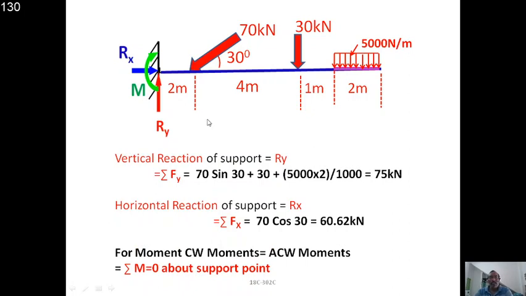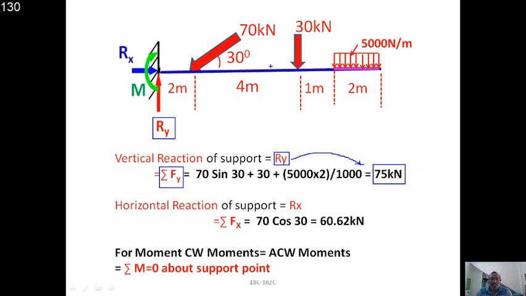Applying our equilibrium conditions, to obtain the vertical reactions we should apply sigma Fy equal to 0. If you apply this, then Ry becomes 75 kilonewtons. That means Ry, the support reaction at the fixed end, will be 75 kilonewtons.